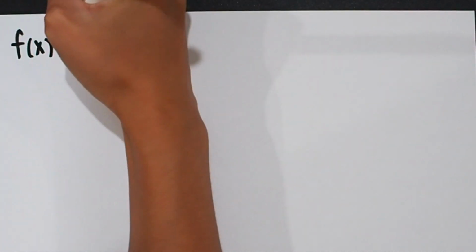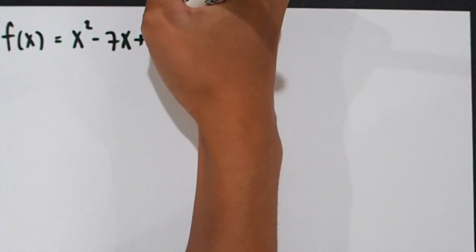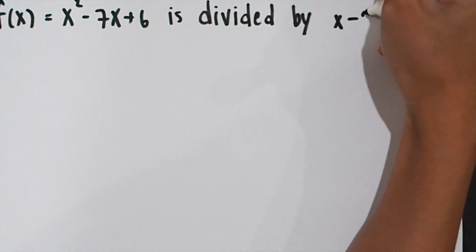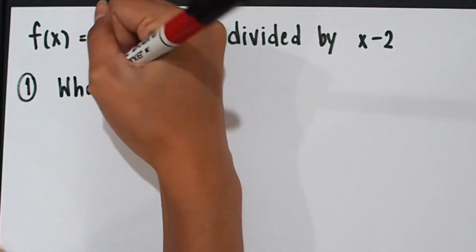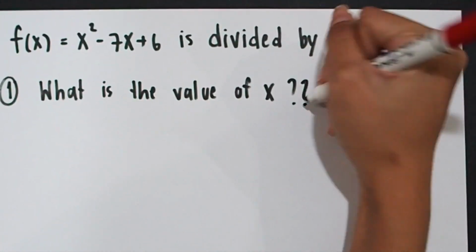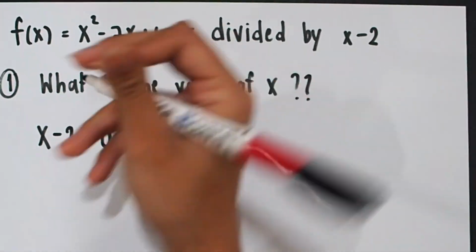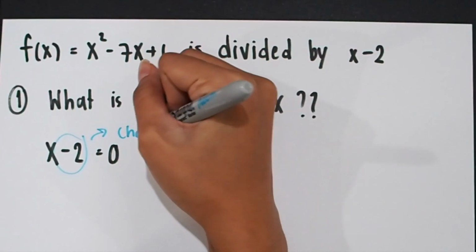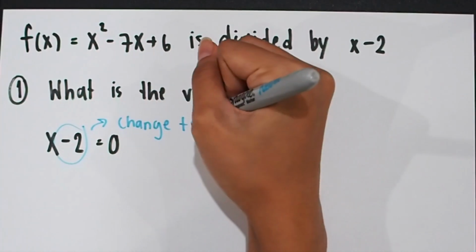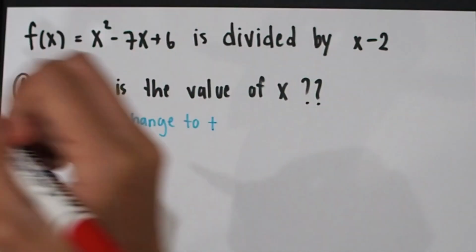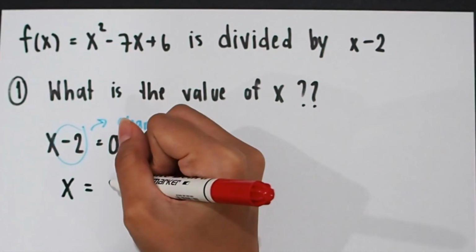For example, f of x equals x squared minus 7x plus 6 is divided by x minus 2. First, how to find the value of x? Let me show you. x minus 2 equals 0. x equals 2. When 2 moves to the other side, you should change the minus sign to be the plus sign. So, in this equation, the value of x is 2.